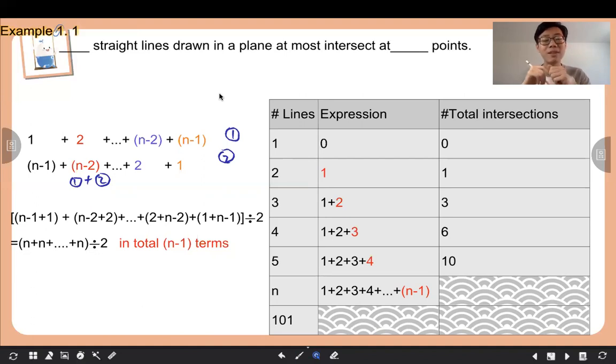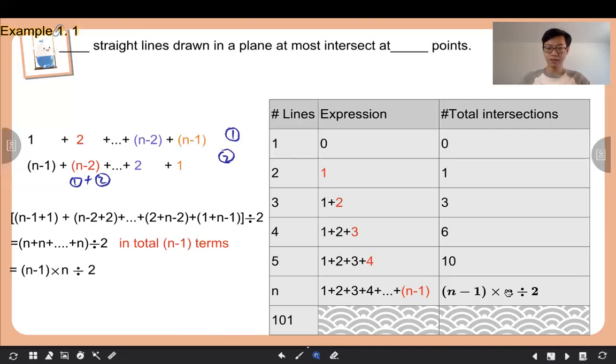Great, that's n minus 1 terms. So we should just use this number of terms times the value of each term, which is all n, because n minus 1, you plus 1. N minus 2, then you plus 2. So everything is n. And this should be our final answer for the expression here, right? N minus 1 times n divided by 2.